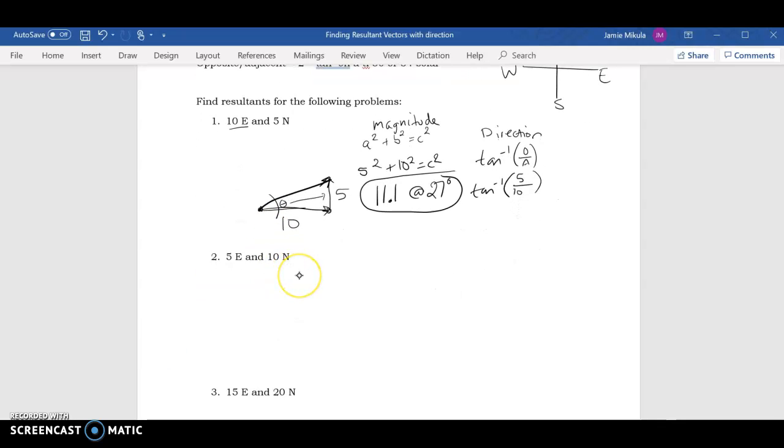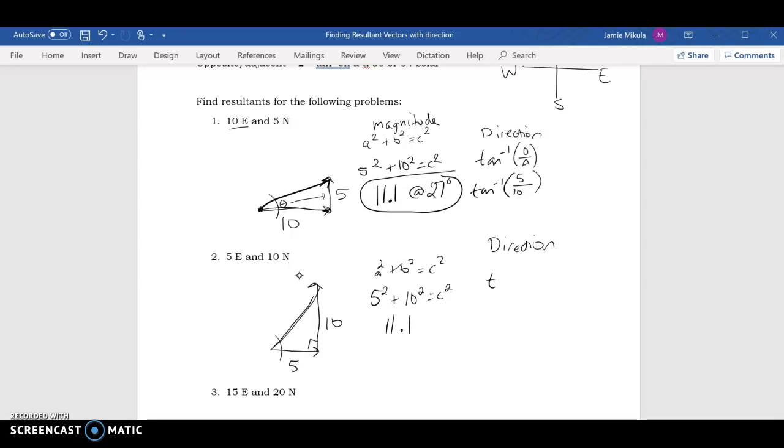Okay, number 2 says we go 5 east and 10 north. So if you see, our angle is going to be a lot steeper than the last one we did. So this is 5 and this is 10. So again, a squared plus b squared equals c squared. The magnitude of the legs of the triangle actually doesn't change, so the length of the resultant is going to be the same. So it's going to also be 11.1. The direction is what's going to be different.